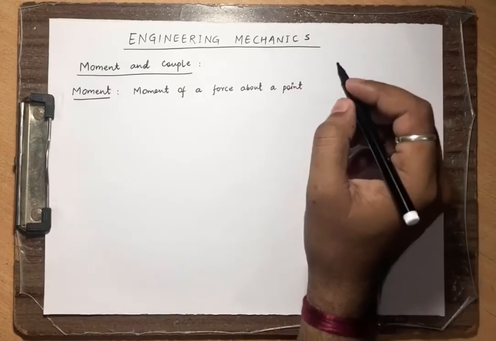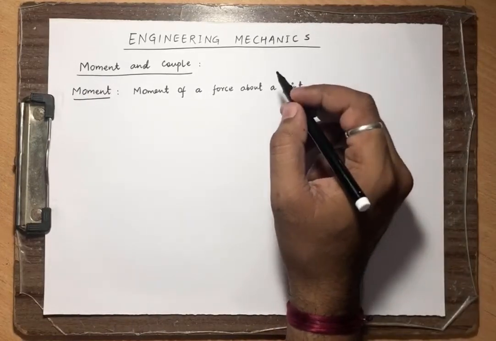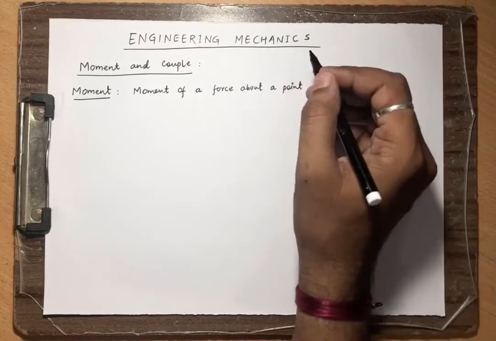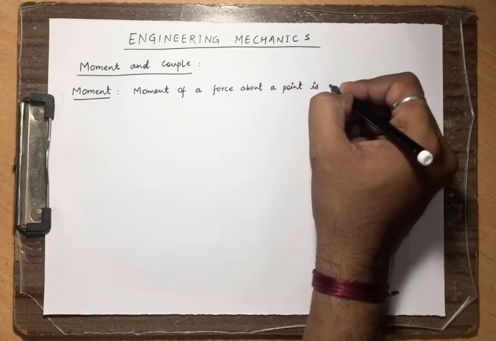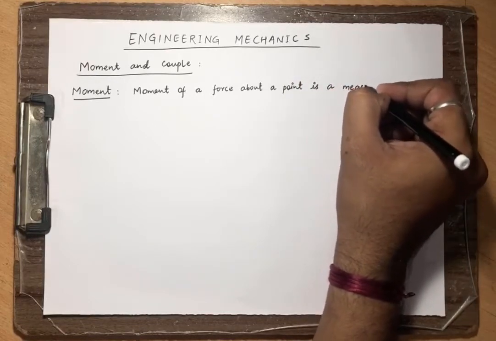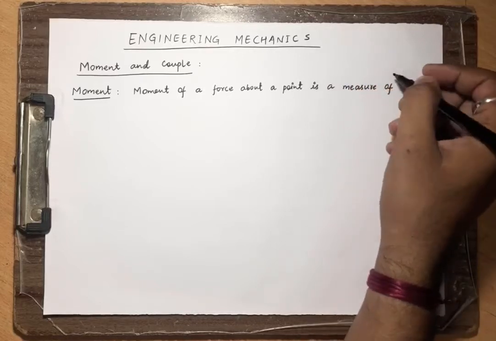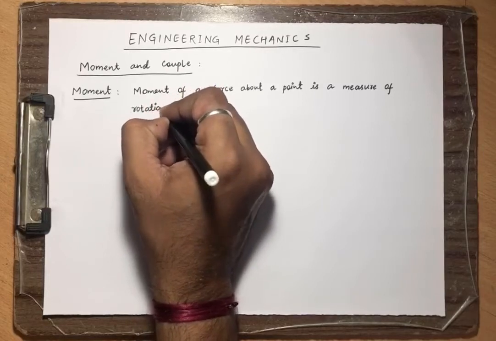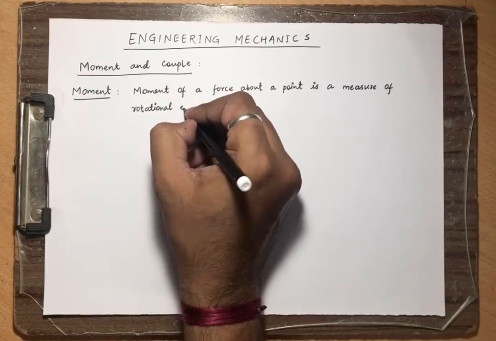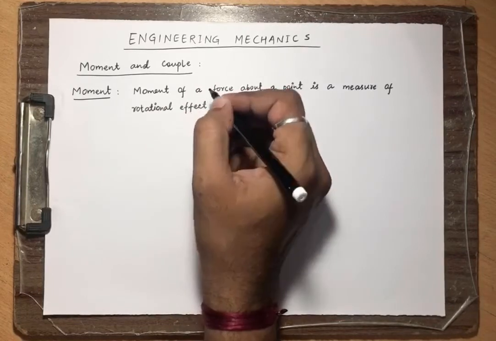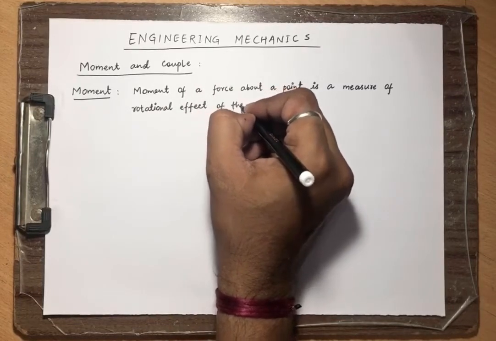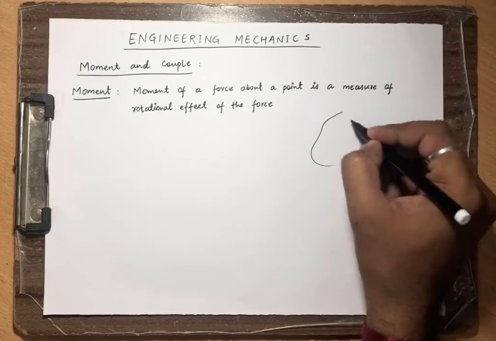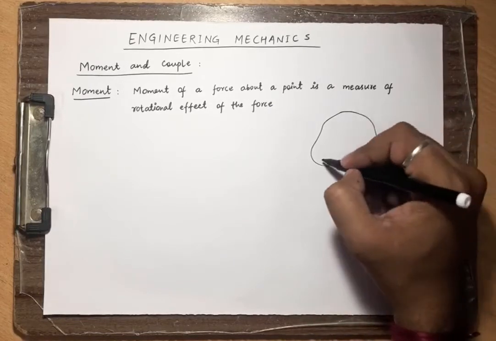For moment there are two things. The point should be clear about which we are going to take the moment, and the force of which we are taking moment. Moment is a measure of rotational effect of the force. If a force is applied, let us see, it is a body.